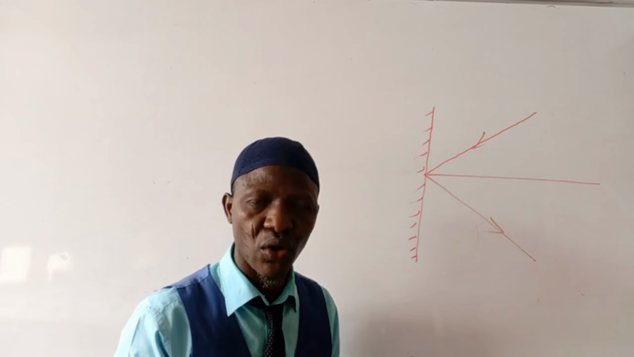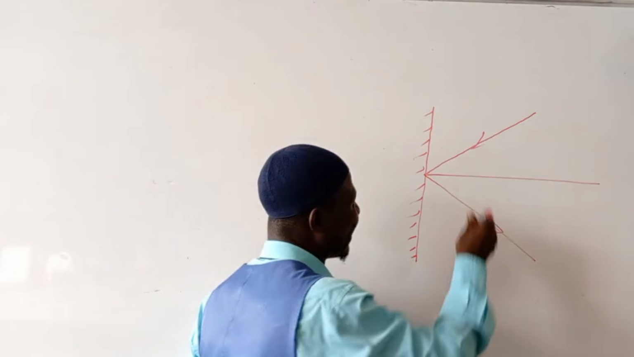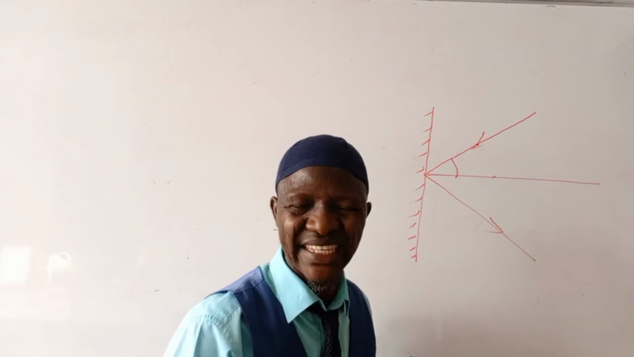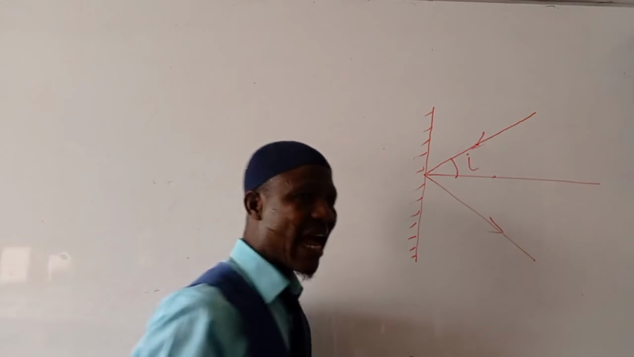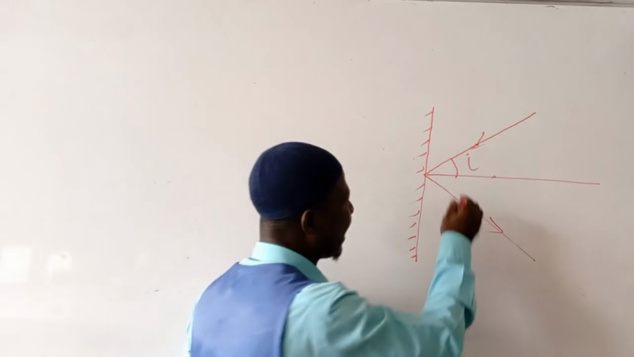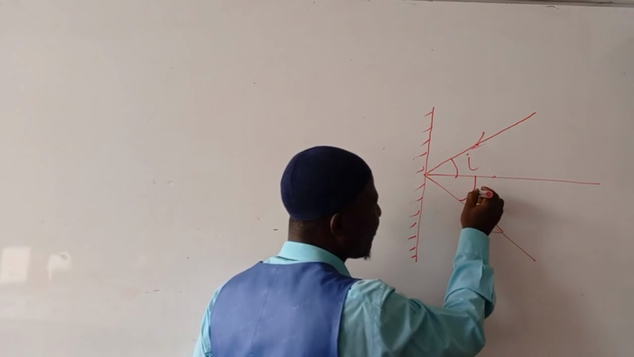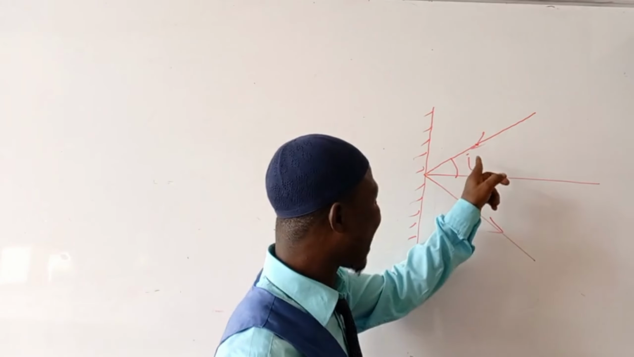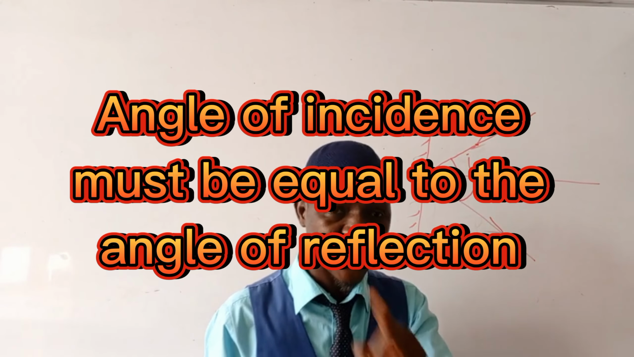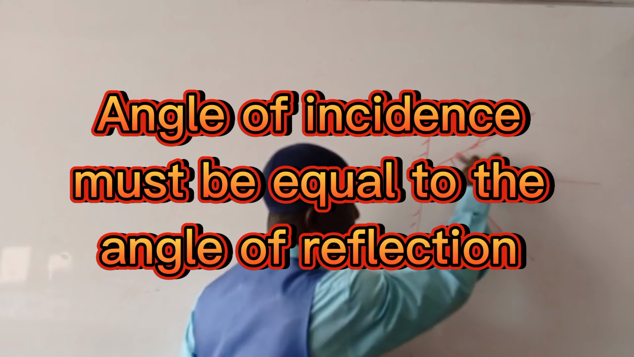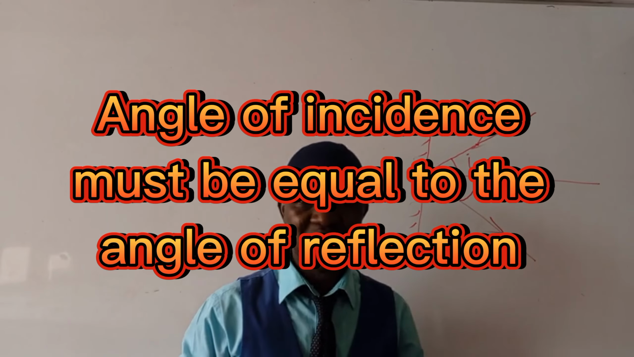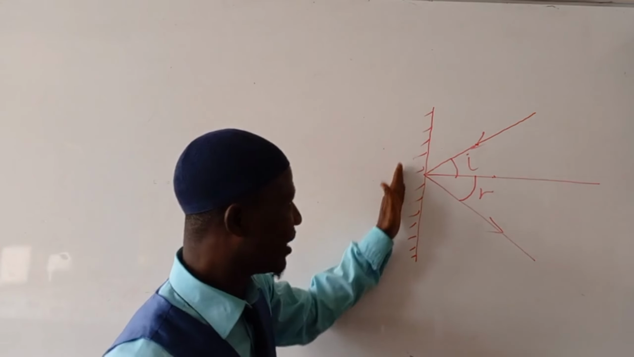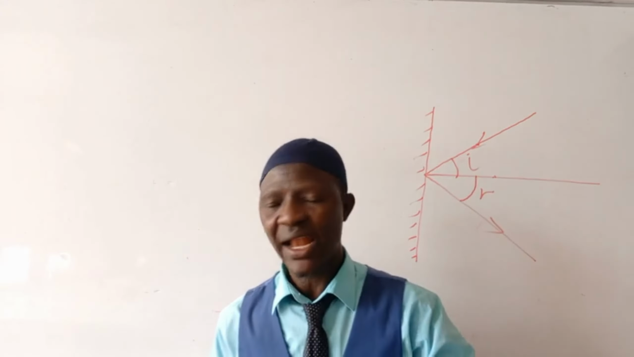Then the second law says the angle between this incident ray and this normal is called angle of incidence I. Then the angle between this reflected ray and this normal is called angle of reflection R. That's why the second law says this angle must be equal to this angle. Take note of that statement. We will still use it. That is, the angle here must be equal to this. So that is what the two laws of reflection are. Don't forget again, this side must be coated before glass will reflect light.